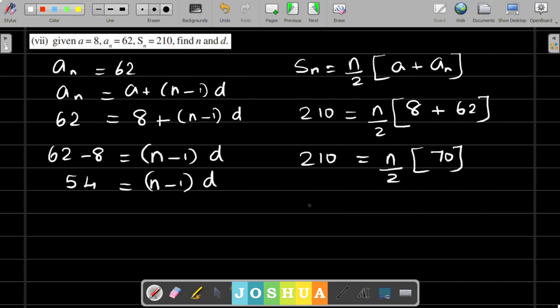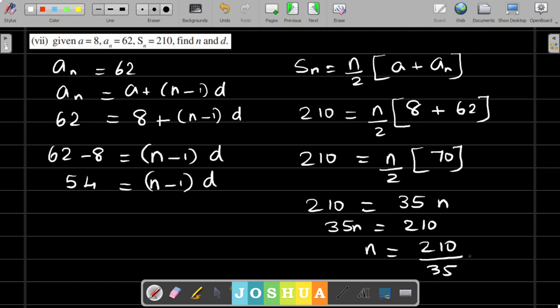Or 210 equal to, how many 2s are in 70? 35. So 35n. So there is a relation with 210, and from this we can find the n value. So 35n equal to 210. And what is the value of n? n equal to 210 divided by 35. Okay, so now first divide by 7. How many 7s are there in 210? 30. How many 7s are in 35? 5. So 30 by 5 is equal to 6. n is equal to 6. I got the answer, n is equal to 6.